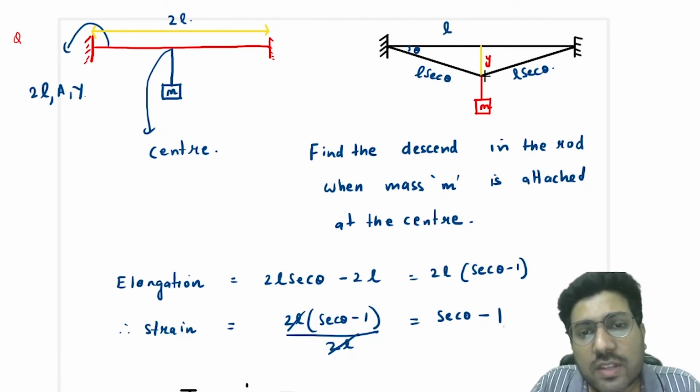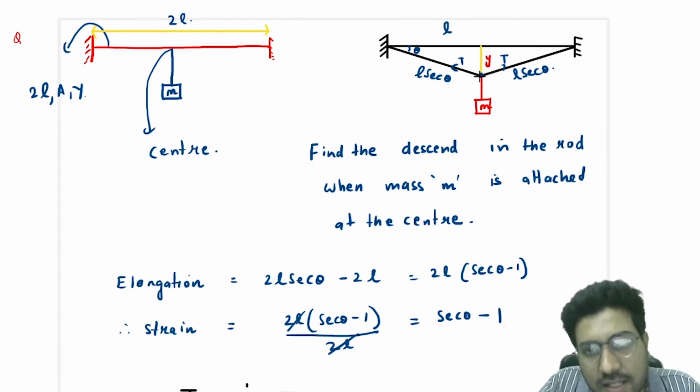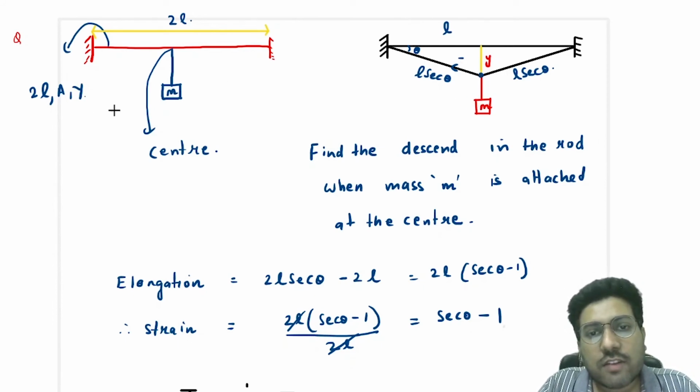Now, if you draw the FBD, then at this point there is tension T. Here also there is tension T and here there is gravity mg. Okay, so I've drawn it here.